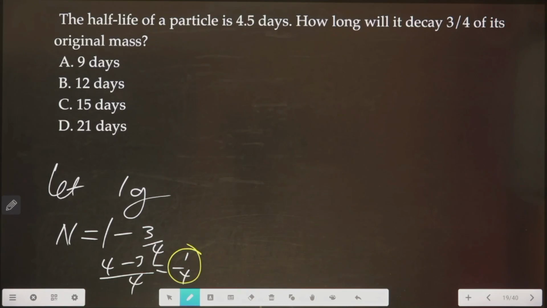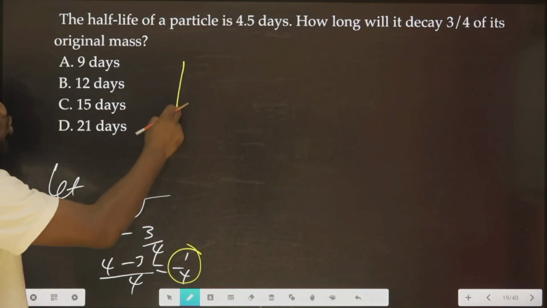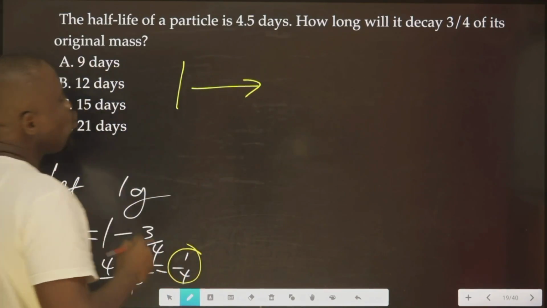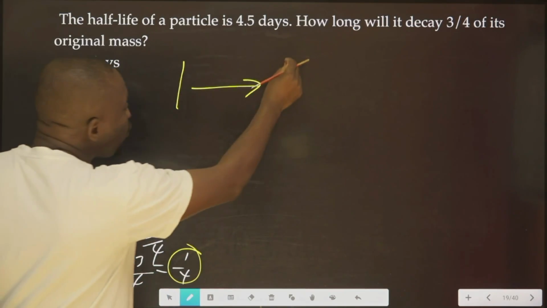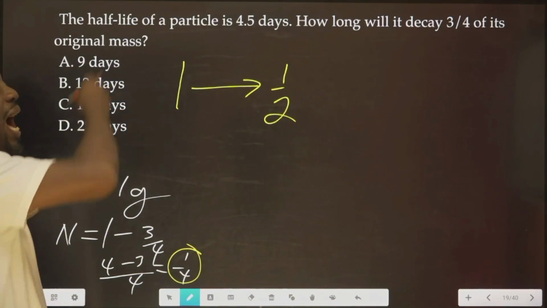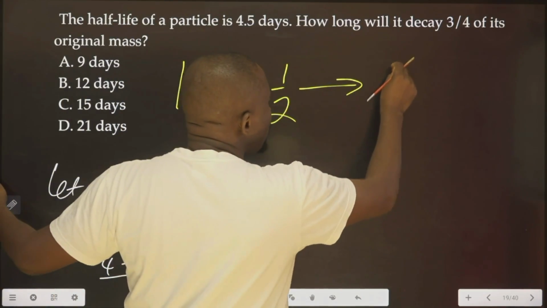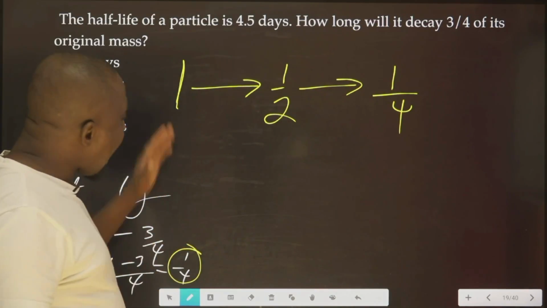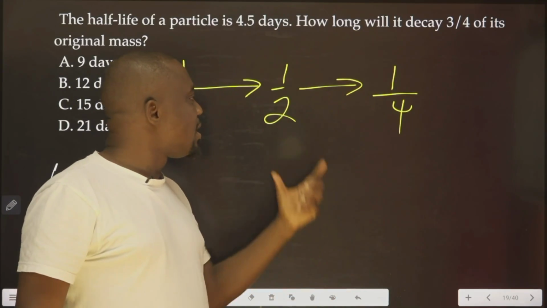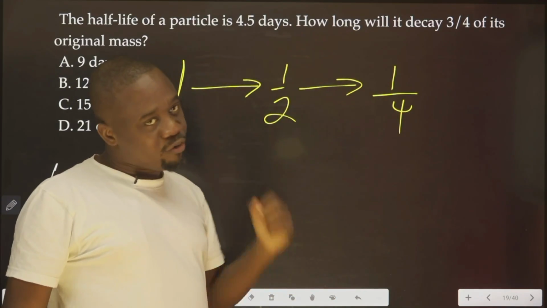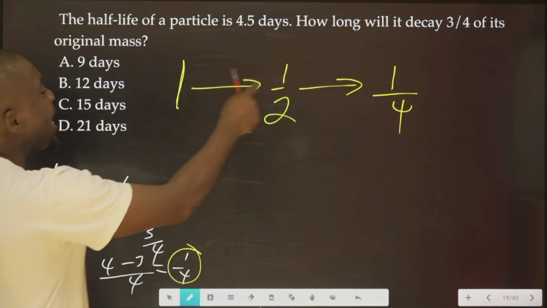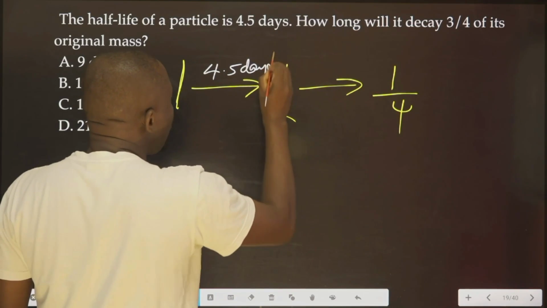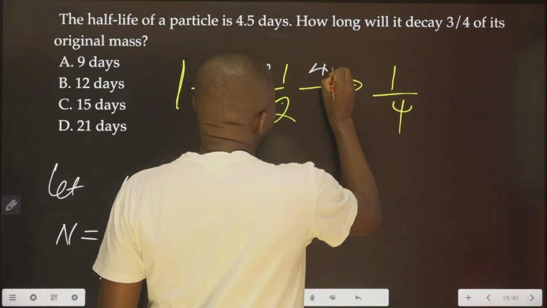What it means is, when 1 gram is given to us, the original, half of this we get to, that is 1 over 2. Another half of this is 1 over 4. What it means is, we are given this, half of it decayed, remains half, decayed again, remains 1 over 4. To move from here to here, we are told that it's 4.5 days. To move again for another half is 4.5 days.